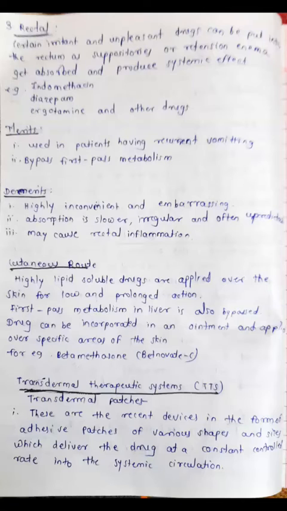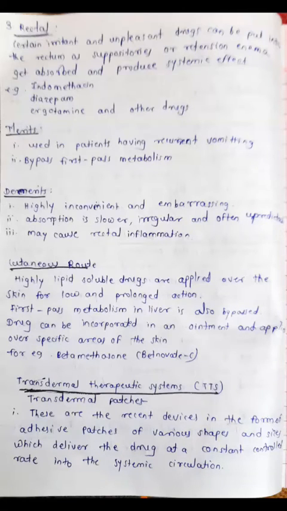Demerits: highly inconvenient and embarrassing. The oral route was convenient, the sublingual route was inconvenient, and the rectal route is also highly inconvenient and embarrassing. Absorption is slower. Oral route action is slower, sublingual route action is faster. Rectal route absorption is slower, irregular, and often unpredictable. It may cause rectal inflammation.